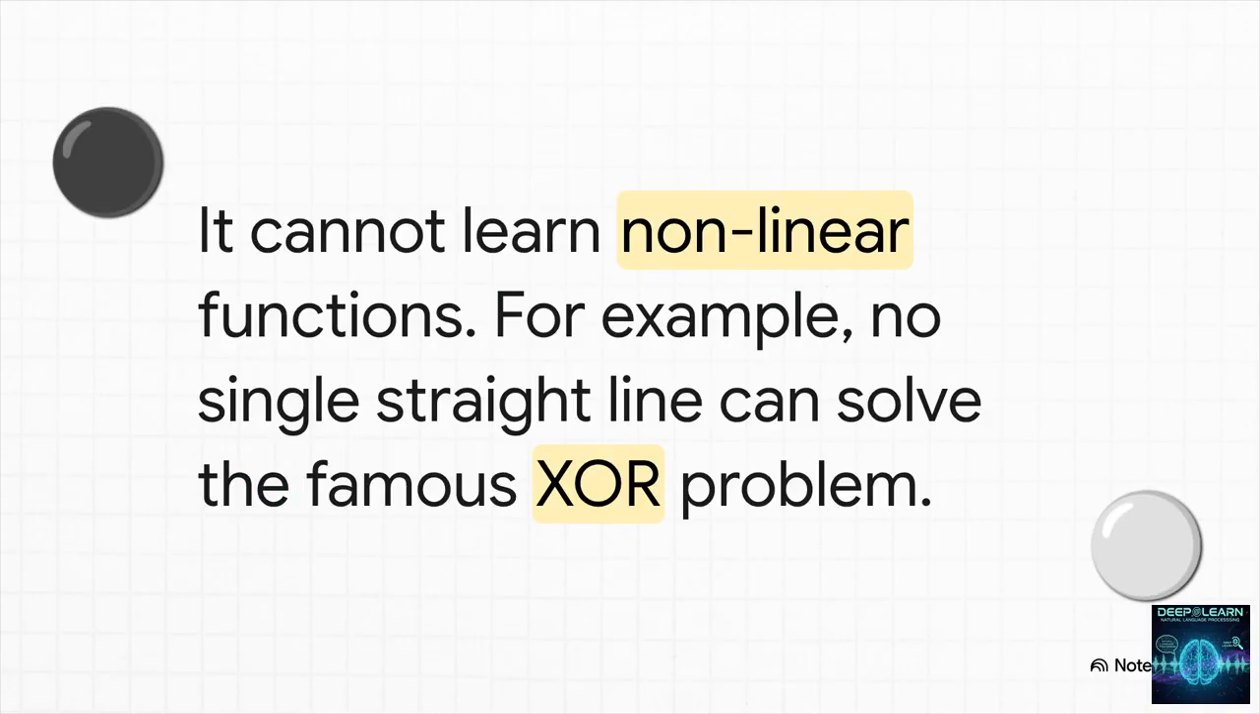Take a look at this classic example. It's called the XOR problem. Just look at it. There is no way at all you could draw one single straight line to cleanly separate the dark circles from the light ones. It's impossible. And for a perceptron, that means this problem is totally unsolvable.